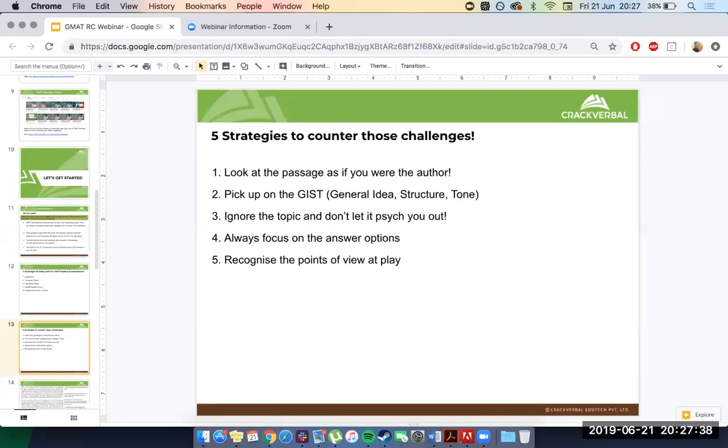It's also better to do this because at the end of the day, there's no guessing penalty on the GMAT. This means that if you can come down to two answer options and you really have no idea what to do at the end, you should guess. In fact, the GMAT expects you to guess.